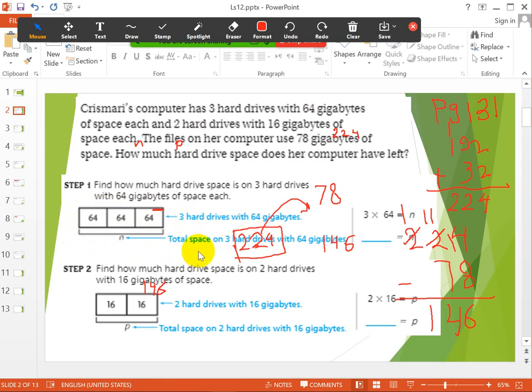The easiest way is to multiply the number of hard drives with the space in each one, because when you repeat the same number 3 times, that means you can multiply 3 with the number and it will give you the same answer. So try to add those numbers in each one. Try to add the numbers, it will give you the same answer.